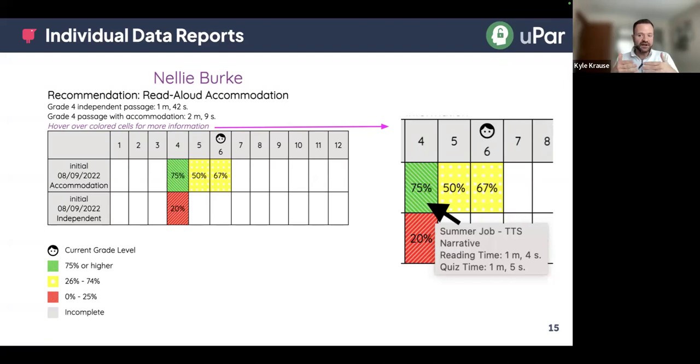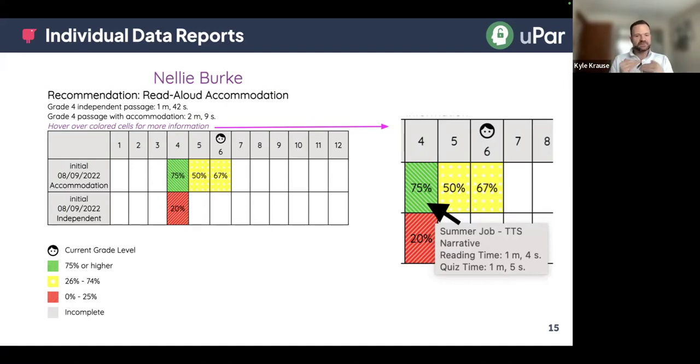Underneath there is where you'll get a little bit more detailed information, including the name of the passage. You get the title. You'll see TTS for text to speech. You'll see HR for a human reader if that was found to be beneficial. You'll also see the genre along with that reading time and that quiz time. So that's where that time piece comes in, where you can see how much time that student spent with the reading passage versus that quiz passage.